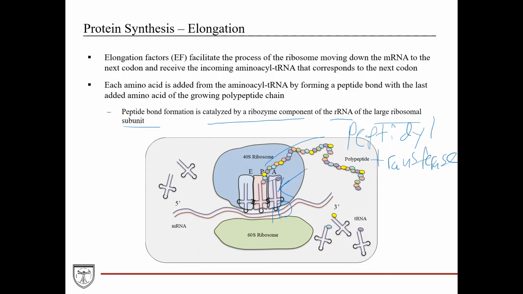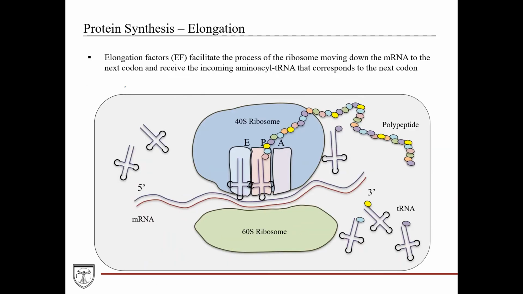So this terminology, both in this bullet point and then when we talk about peptidyl transferase, is referring to the same activity, the same concept. All right, so just like there were initiation factors for the initiation process, there's elongation factors, or EF, for the elongation process. And one function they have is to help facilitate movement of the ribosome down the mRNA towards that 3' end, helping it move from codon to codon.